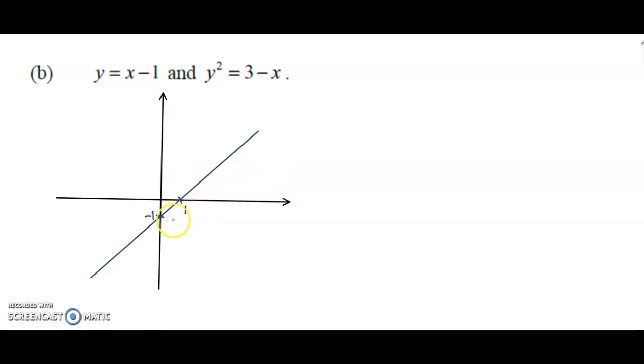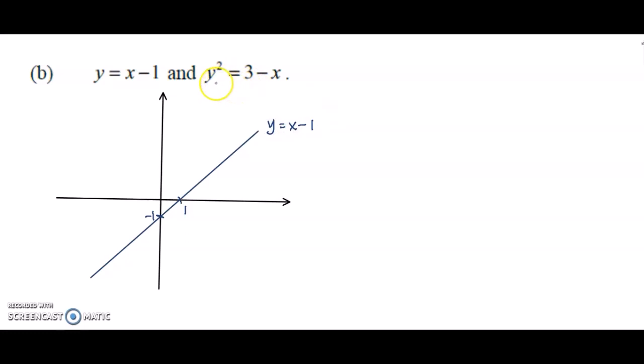You can find this value very easily, just by substituting x equals 0, you get y equals -1. To get this value, you can substitute y equals 0, you get x equals 1. So this is the curve of y equals x minus 1.